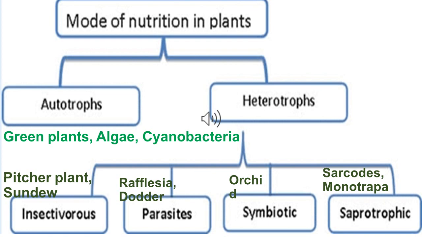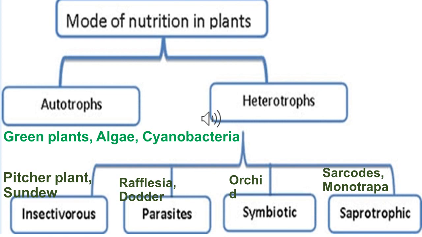Nutrition mode in plants. According to the nutrition modes, plants are of two categories. These are autotrophs and heterotrophs. Autotrophs are those who can prepare their own food within their body with the help of the chlorophyll, as for example, algae, euglena and all green plants. Heterotrophs are the plants which cannot prepare their own food within their body. That is why they are depending for food on others.